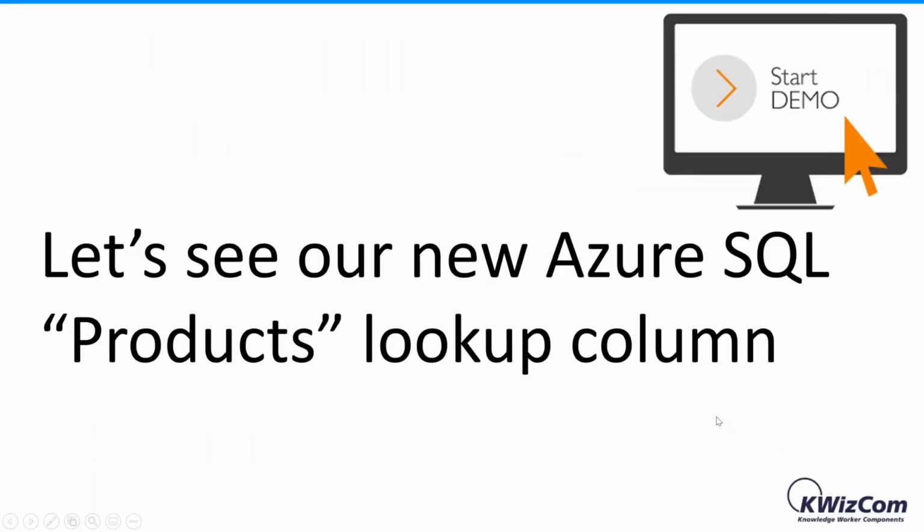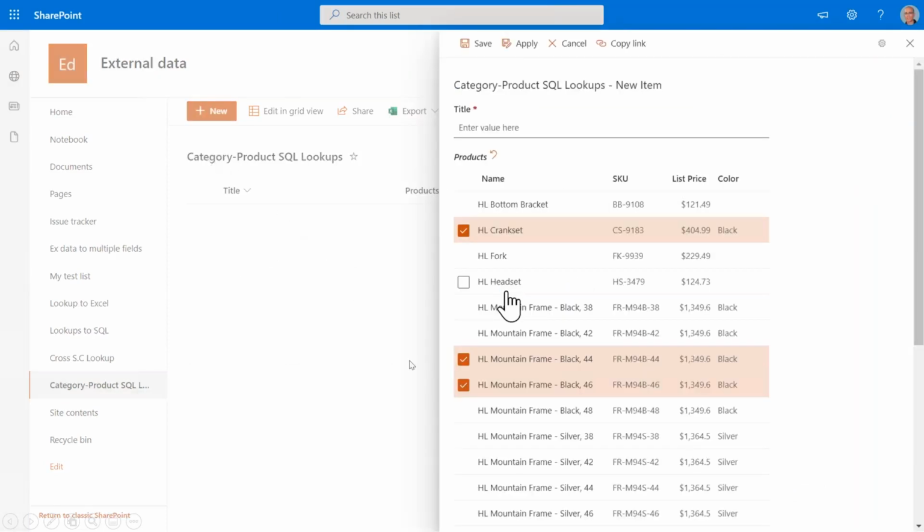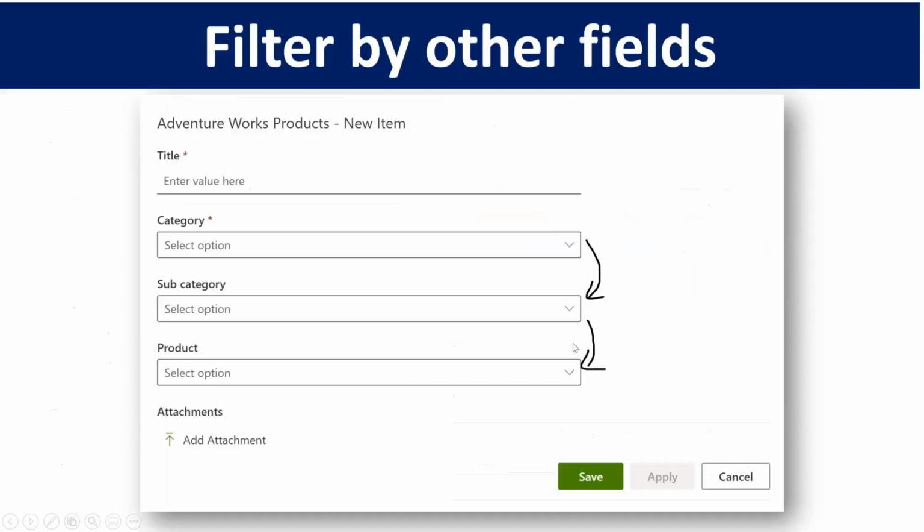So let's go and create a new item to see how it will look. This is how the products lookup column looks. It's a table that enables me to get all this data from our SQL, okay? And I also configured it as a multi-choice lookup, which is why you see multiple items checked.